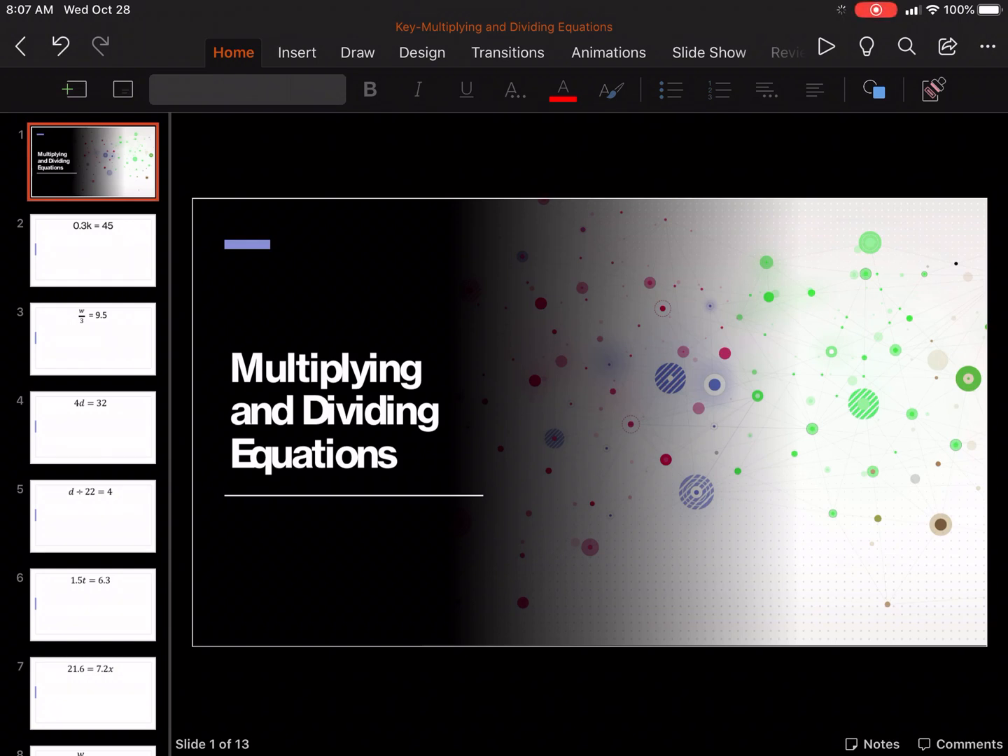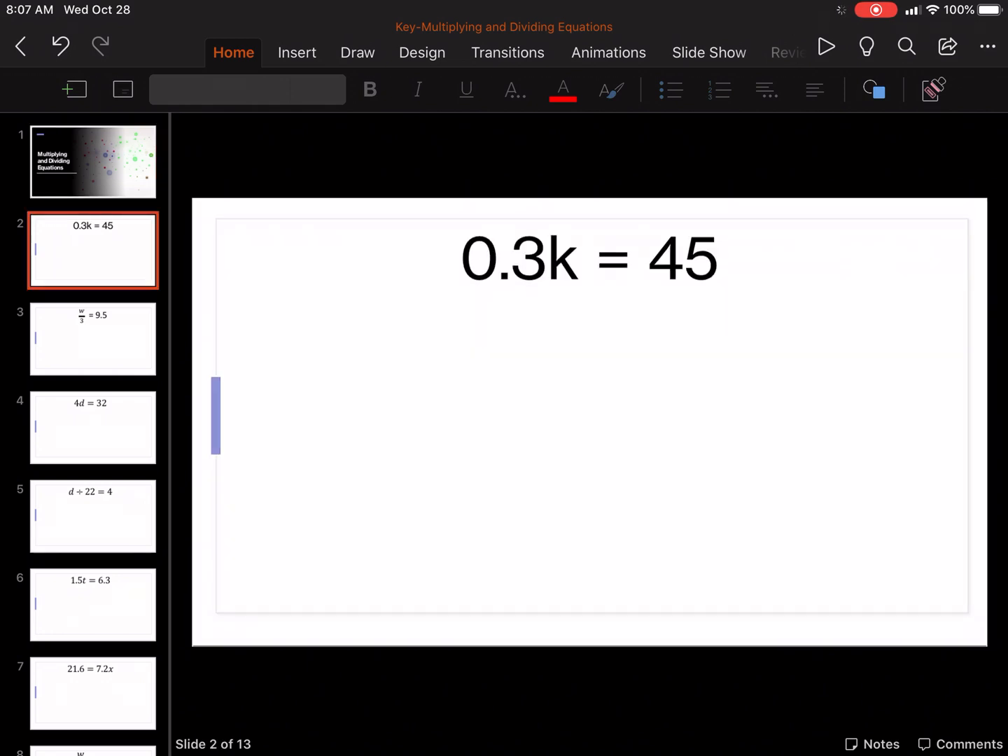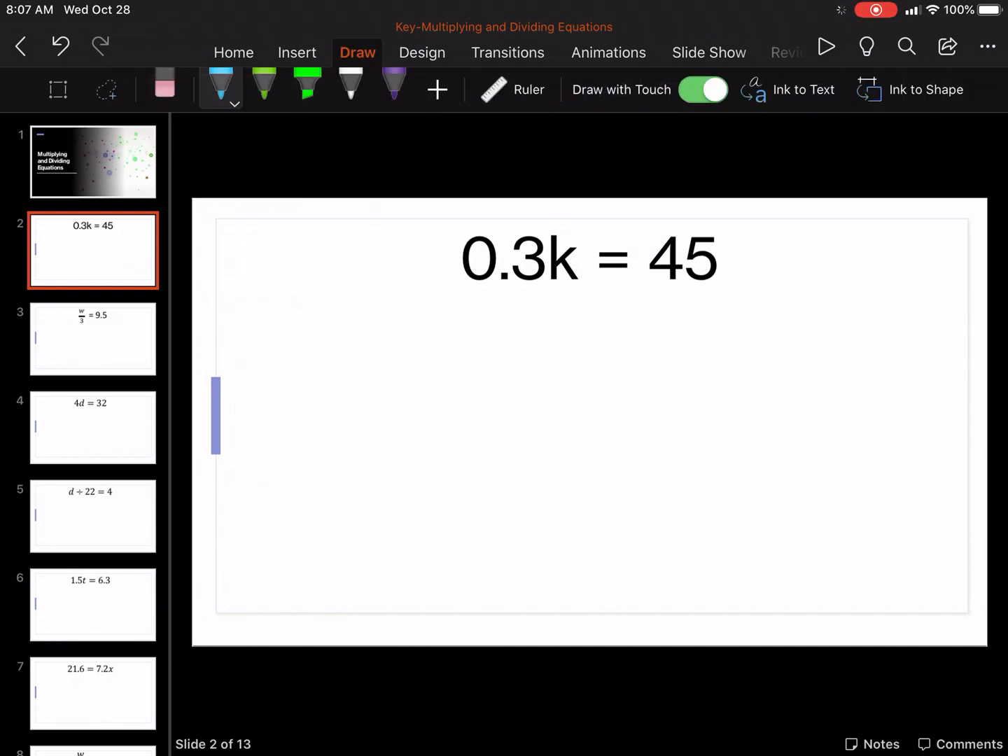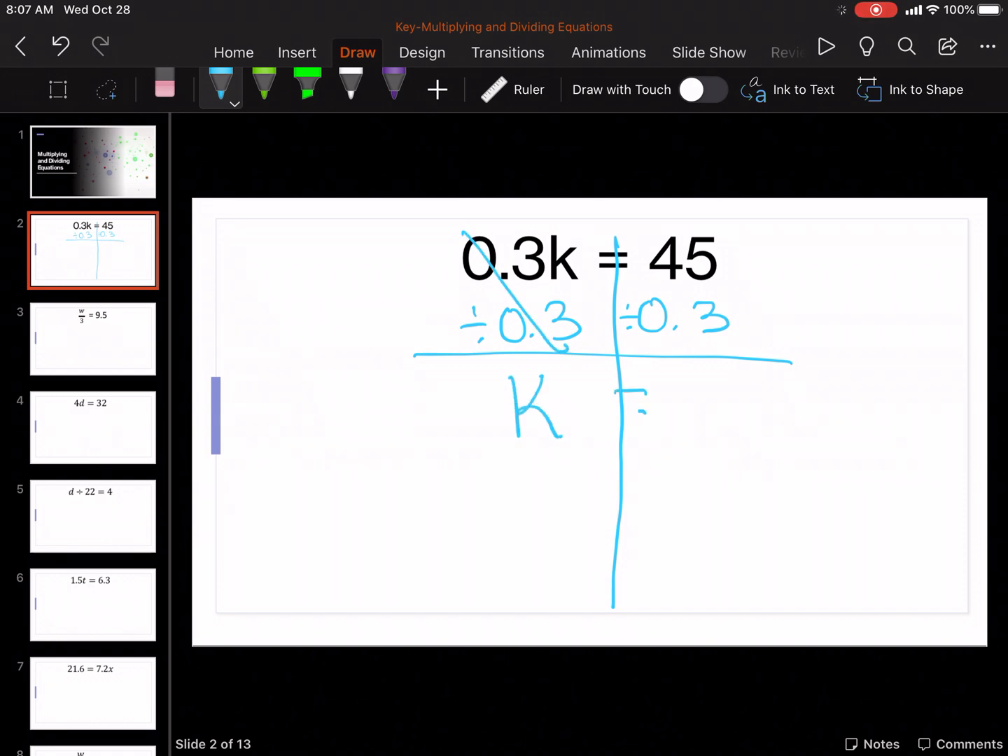Hey guys, in this video we're going to be doing multiplying and dividing with equations. So remember, you're going to be doing the inverse operation to both sides. So for this first one, again, we're always going to start by drawing our line down the middle. What is happening with the 3/10 and the k is multiplication. So we are going to divide by 0.3 on both sides because multiplication is happening, so we're going to do the inverse. So it's just going to become k.